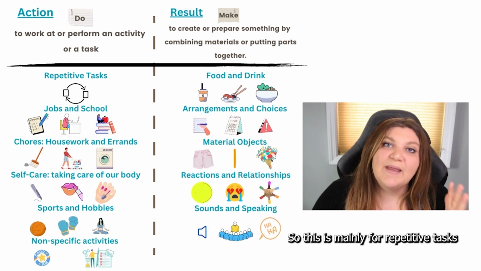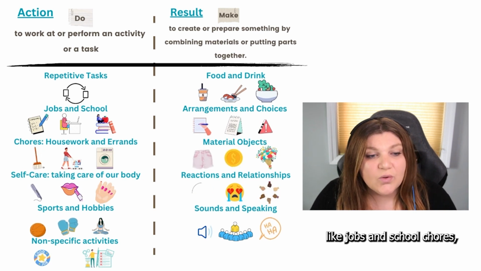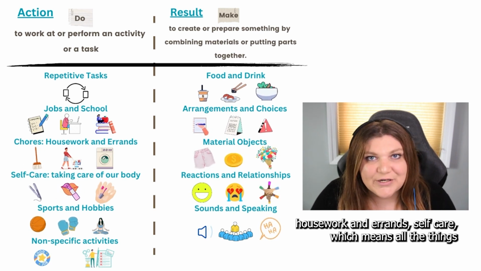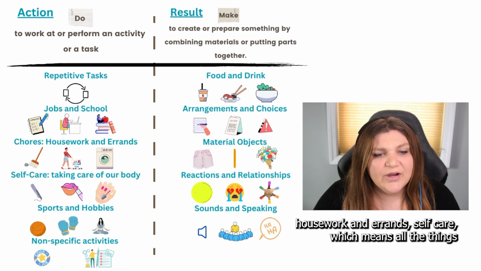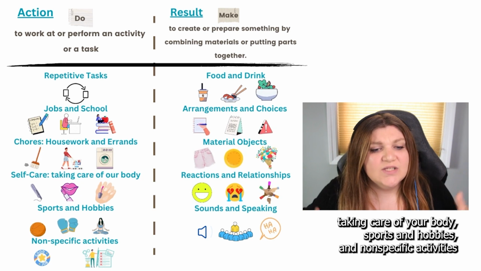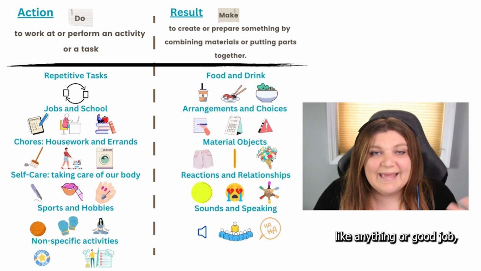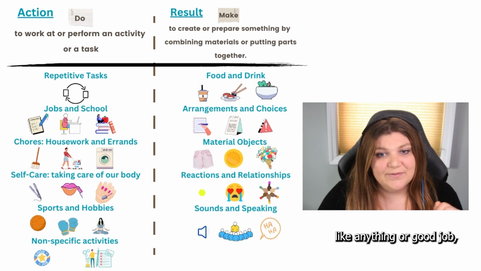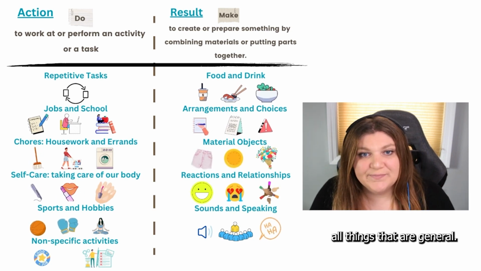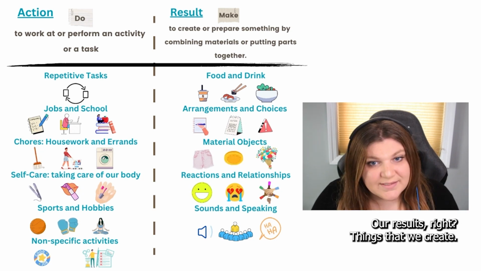So this is mainly for repetitive tasks like jobs and school, chores, housework and errands, self-care, which means all the things taking care of your body, sports and hobbies, and non-specific activities like anything or good job, all things that are general. Now let's look at the make column, our results, right?